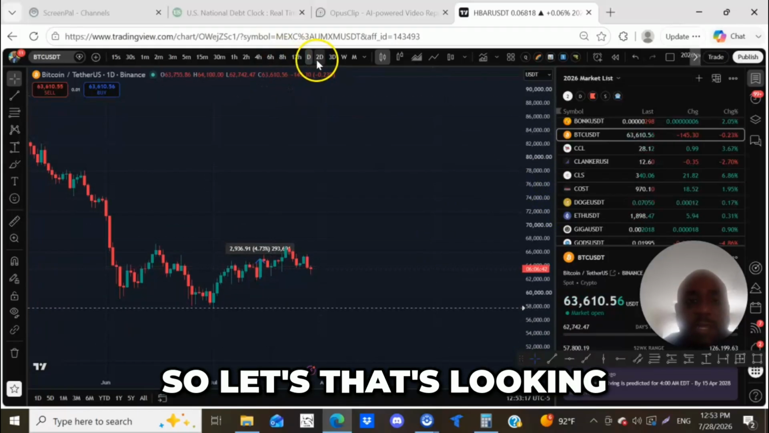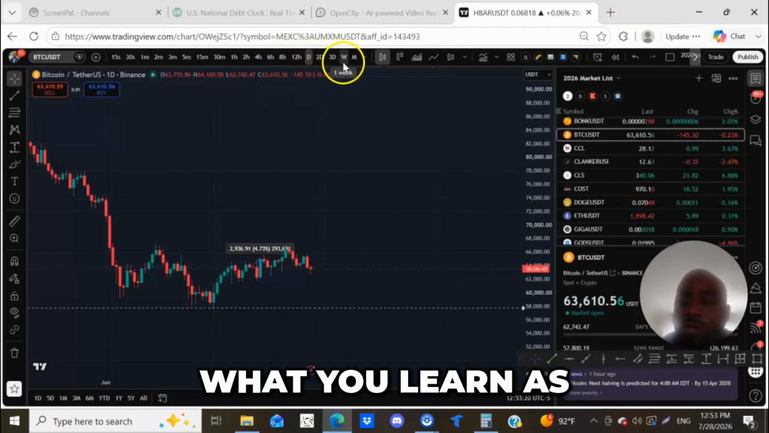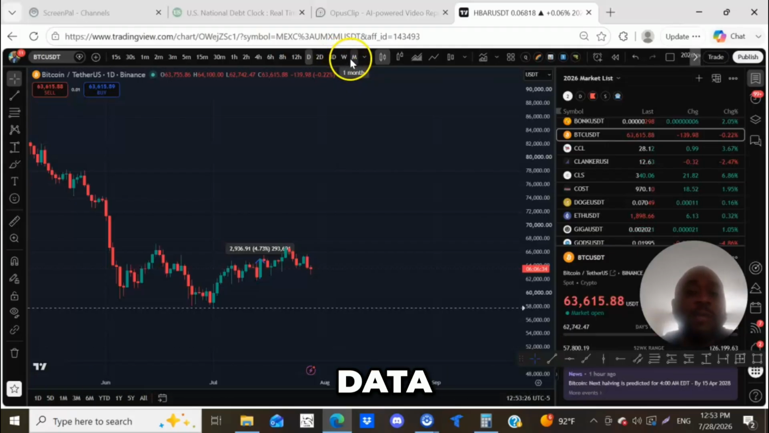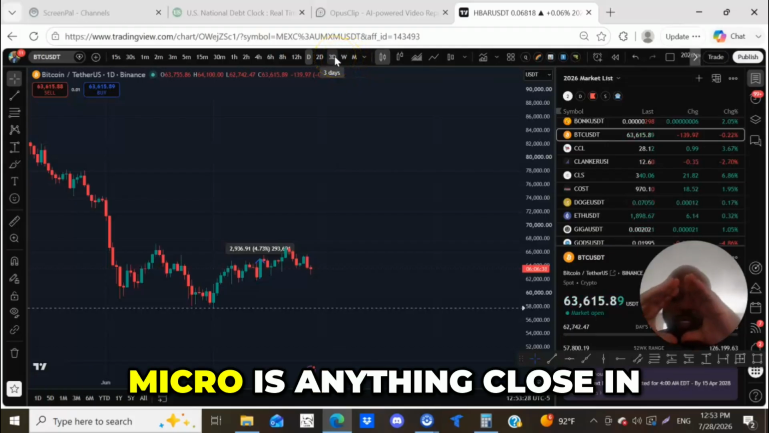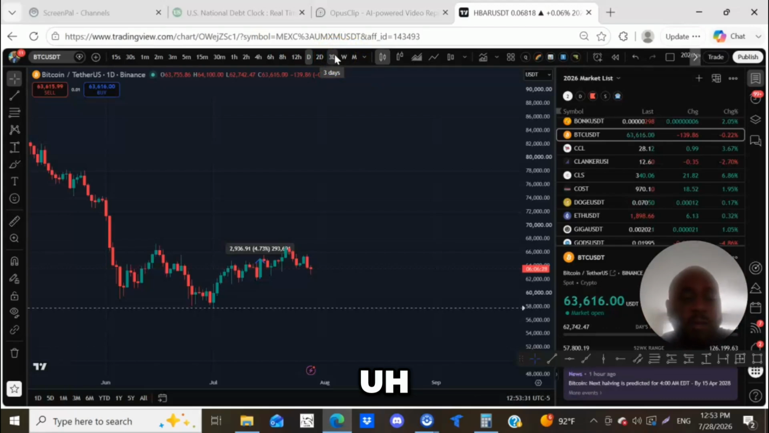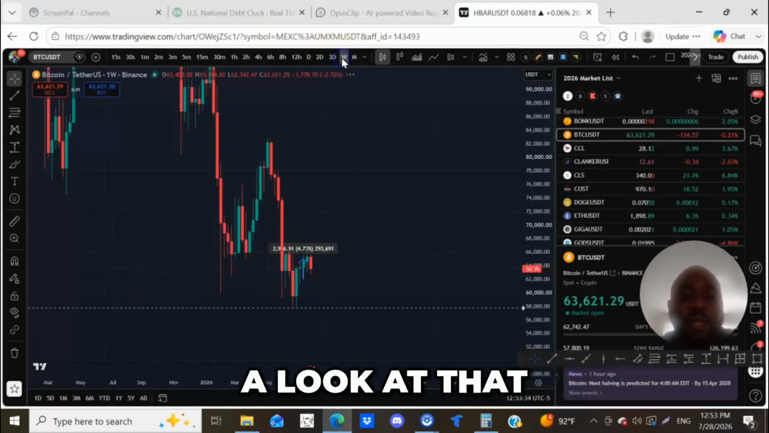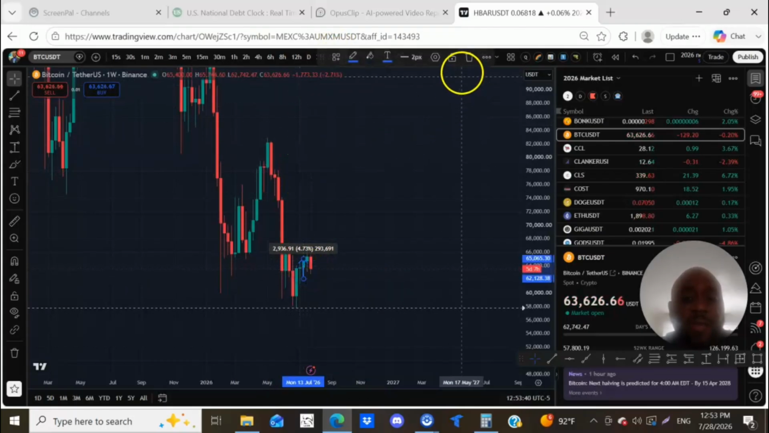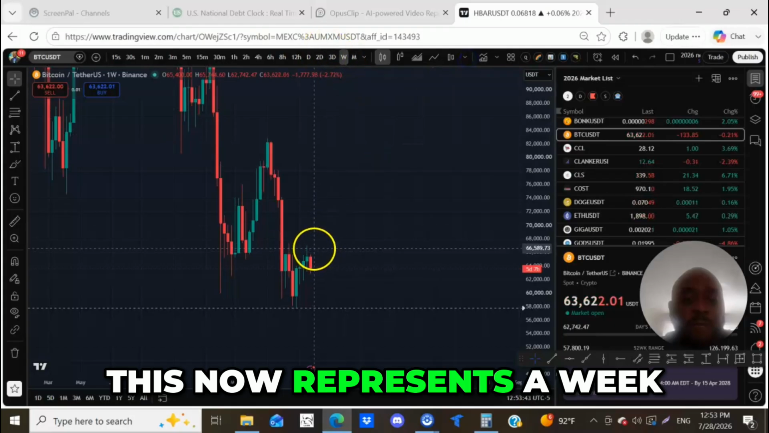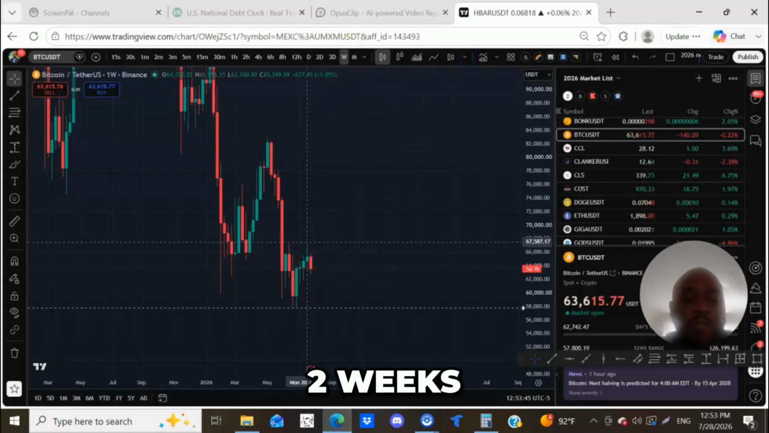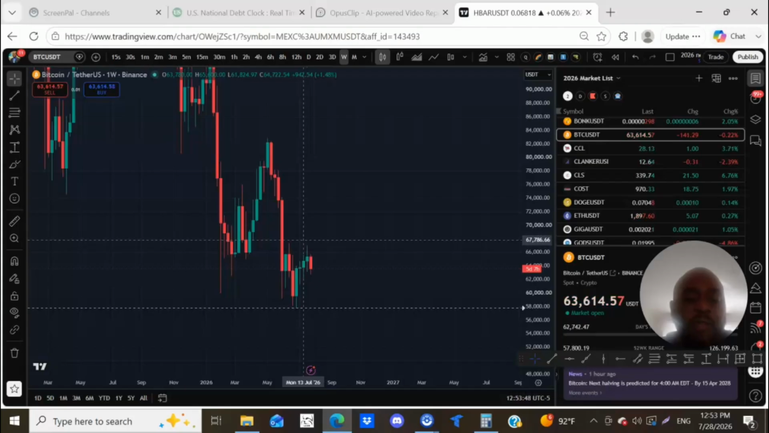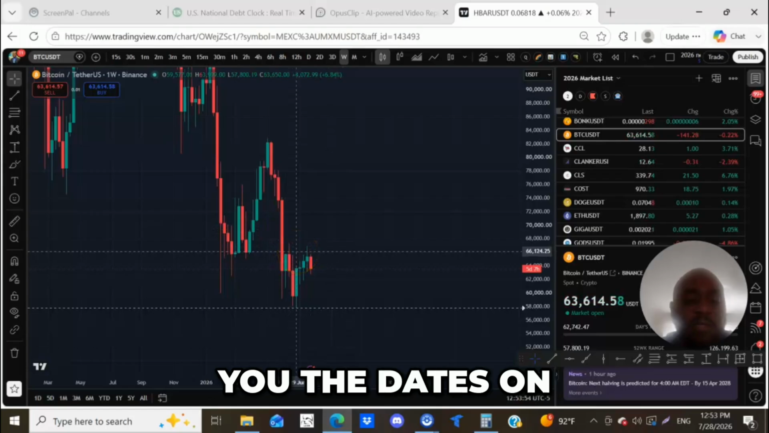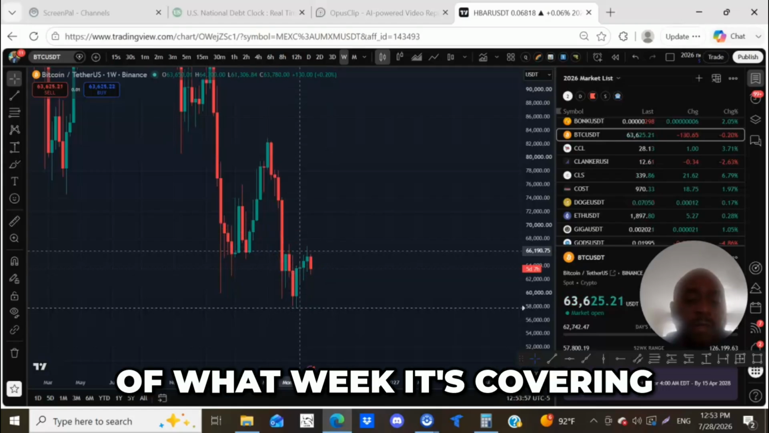So that's looking at the daily. What you learn as an investor and trader, you want to look at the macro data, and macro meaning long-term data. Micro is anything close in. Macro are things that are a little further out. So let's just take a look at that. If I click on this candlesticks, now instead of each one of them representing a day, this now represents a week. Every one of these equals a week. 1 week, 2 weeks, 3 weeks. We're going in reverse backwards. 4 weeks, 5 weeks, etc. Is that making sense?